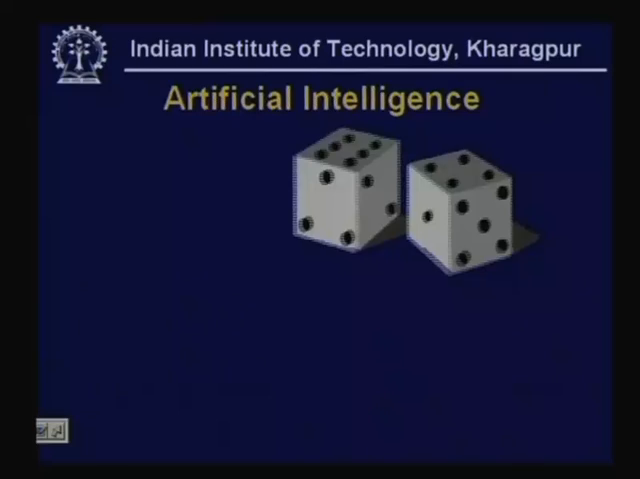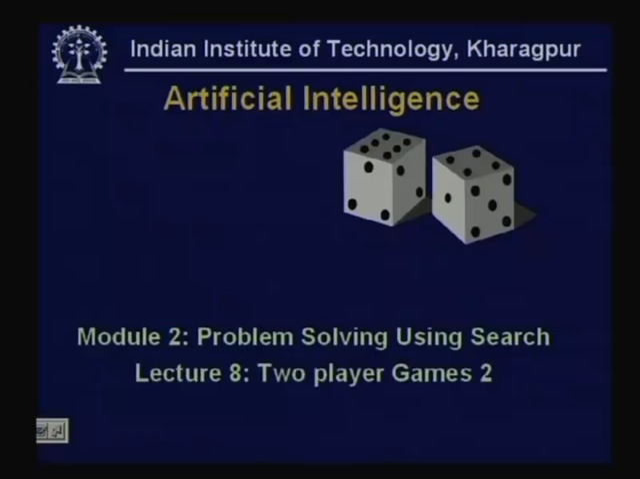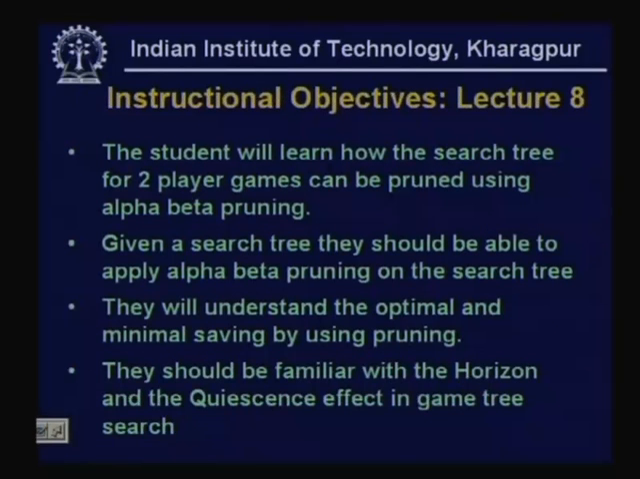Today is our second lecture on game tree search. In the last class, we talked about two-player games and how we can formulate it as a search problem. Today we will have the second part of this lecture. In this lecture, the student will learn how the search tree for two-player games can be pruned using alpha-beta pruning.